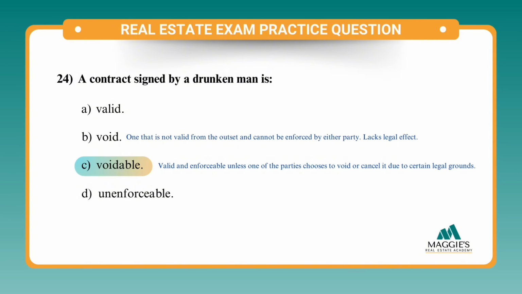Contracts signed by individuals who lack capacity, such as those who are intoxicated at the time of signing, fall into this category. While the contract is initially binding, the intoxicated party has the option to void it if they can demonstrate that their intoxication impaired their ability to understand the terms of the contract or enter into it knowingly and voluntarily. So a contract signed by a drunken man is considered voidable, meaning that it is valid and enforceable unless the intoxicated party chooses to void it due to their impaired state at the time of signing.